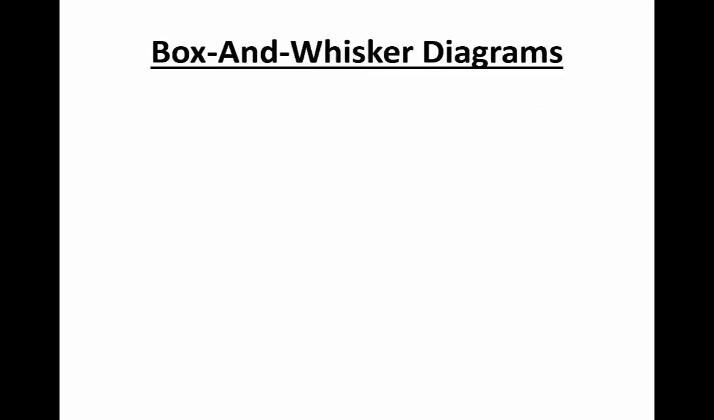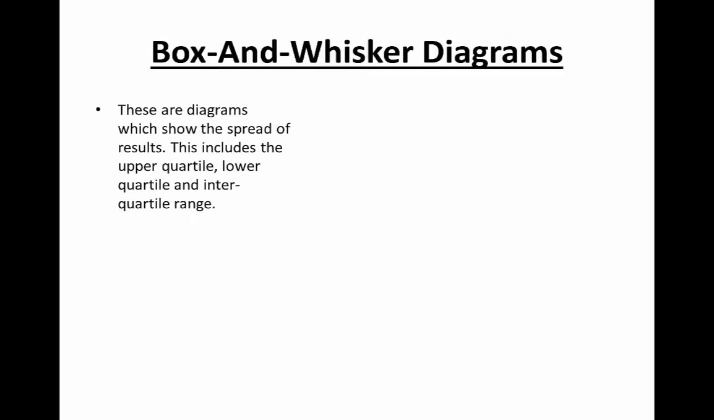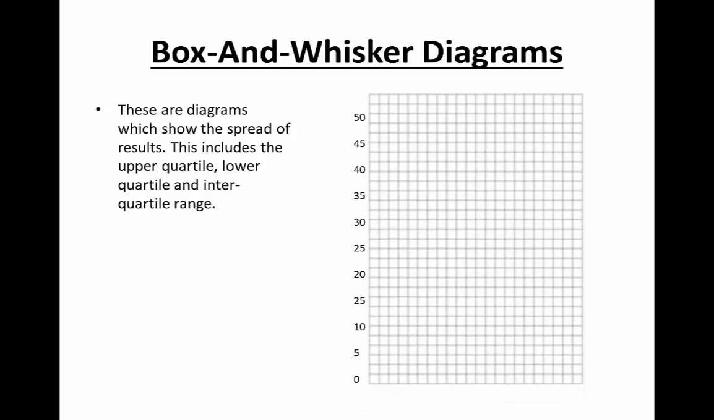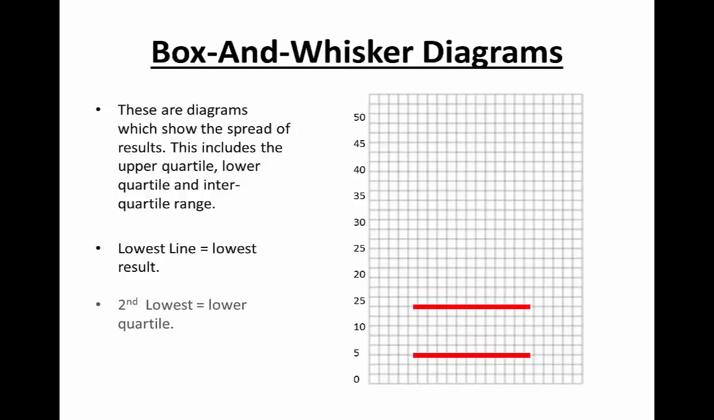Now we're going to look at box-and-whisker diagrams. These are diagrams which show the spread of results, using the upper quartile, lower quartile and interquartile range. How we plot them is quite simple. Firstly, we draw a line along which represents our lowest result. So in this case, if the lowest result in our set of data is 5, we draw a line along 5. The next line is the second lowest line in the box-and-whisker diagram, which represents the lower quartile.